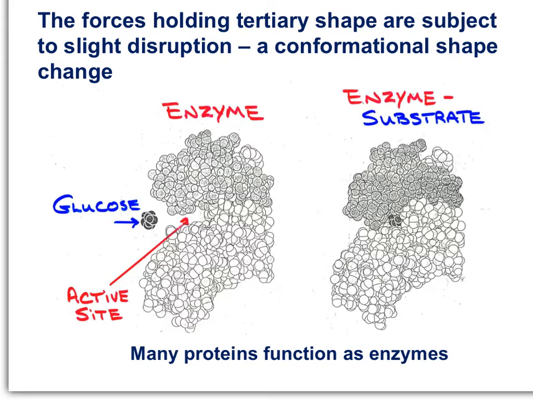Keep in mind that the forces holding the tertiary shape are subject to slight disruption, a conformational shape change that plays a part in the functioning of the structure. Keep your eye out for this. Conformational shape change in protein has tremendous explanatory power. Notice how this enzyme, once the substrate glucose arrives to its active site, changes shape to embed that glucose deeper within the enzyme, thus serving to break down glucose into its component parts.